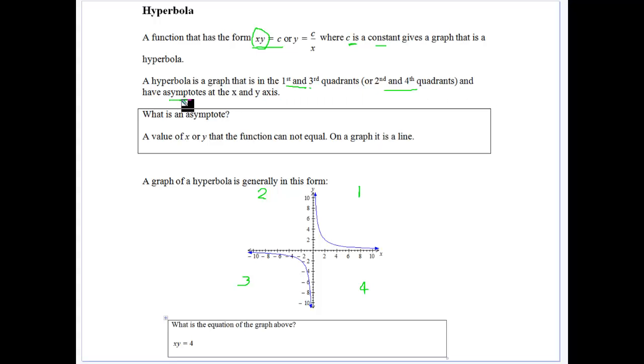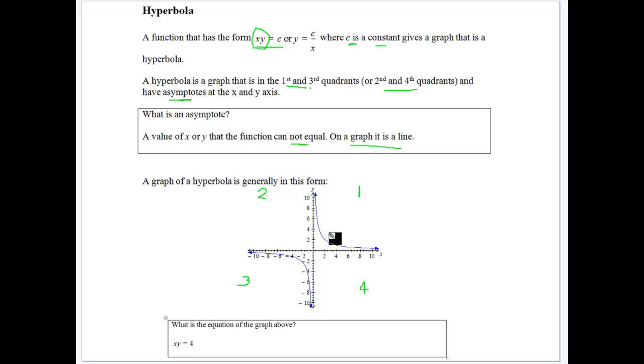And we're going to have asymptotes. Now, what is an asymptote? It's basically a value of x or y that the function cannot equal. On the graph, we represent it as a line. In this one, x can't be equal to 0, and y won't be able to equal 0 either. So that's why we're going to get asymptotes at the x and y axes. If it's in another form, we might have another line as an asymptote, but that's okay.